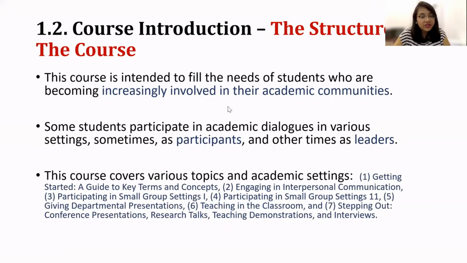And then giving departmental presentations, and then teaching in the classroom, stepping out, which covers conference presentations, research talks, teaching demonstrations, and interviews. So as you can see, the settings are various. Hopefully this course can accommodate most of your needs in taking part in an academic setting.